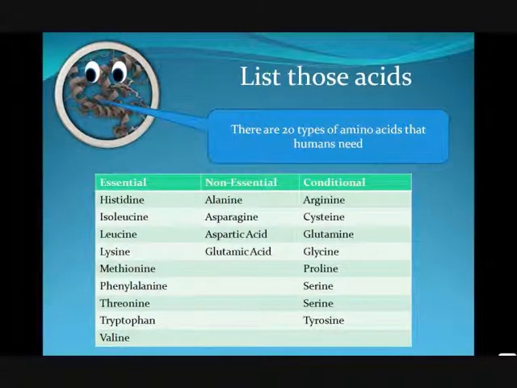Essential amino acids are amino acids that must be obtained daily from our diet, as the body doesn't store them due to toxicity of a buildup of amino acids. Non-essential and conditional amino acids are the amino acids that the body can form by itself through biosynthesis.